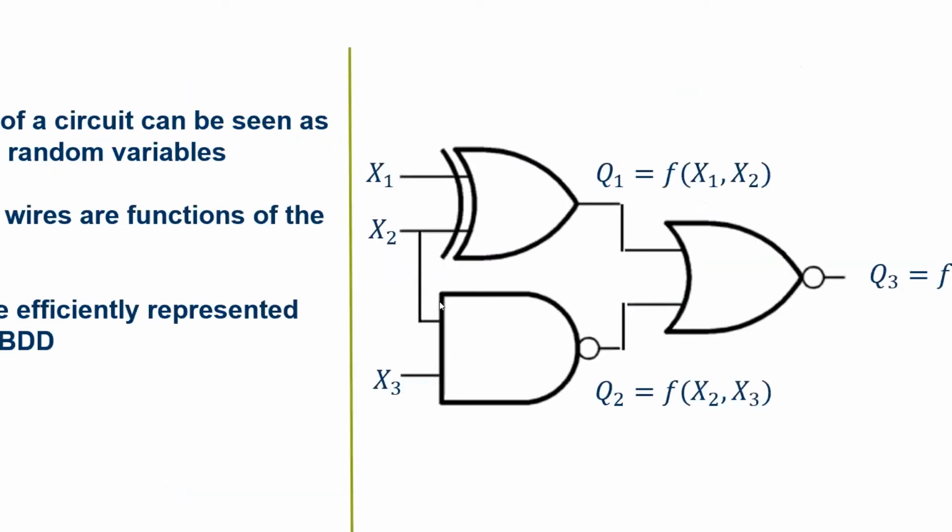And how do we use this in formal verification? We have our circuit, a digital circuit, and each wire can be seen as a binary random variable, a function of the input. For example, Q1 is a function of the input variables x1 and x2, Q2 is a function of x2 and x3, and Q3 is a function of all the input variables. These functions can be represented using ROBDDs, and what is especially handy for formal verification is that we can efficiently compute the distribution over these wires. And this is what we use in our tool.